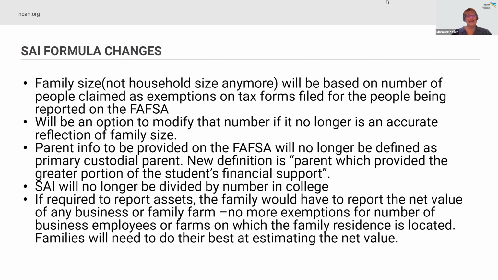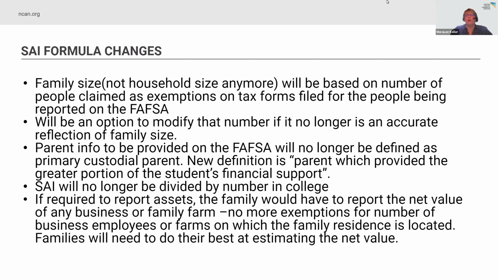A couple things to take into account when we think about the formula change. The new name is family size, not household size. It will be based on the number of people claimed as exemptions on the tax forms that were brought over from the IRS. Now, we know in many cases that the number of exemptions claimed on a tax form might not be an actual reflection of the family size. There will be a question for the student to be able to modify the number that was brought over from the IRS if it's not really an accurate reflection of the family size.